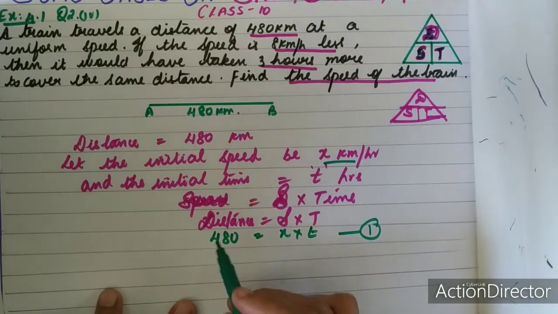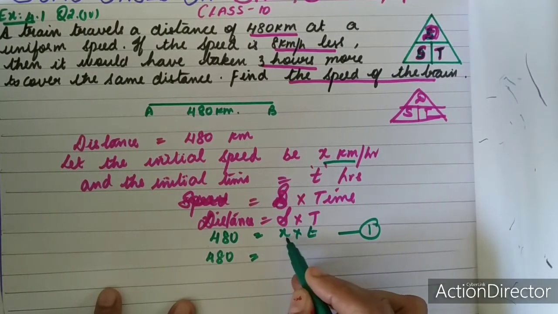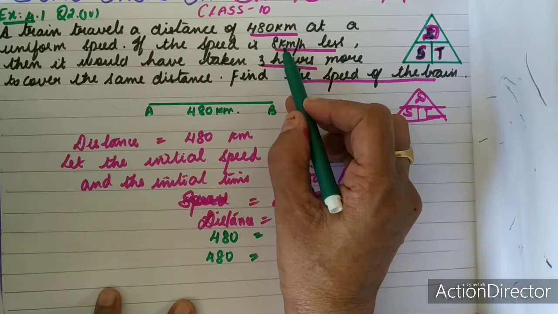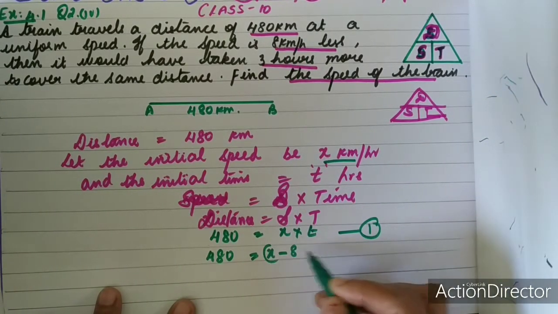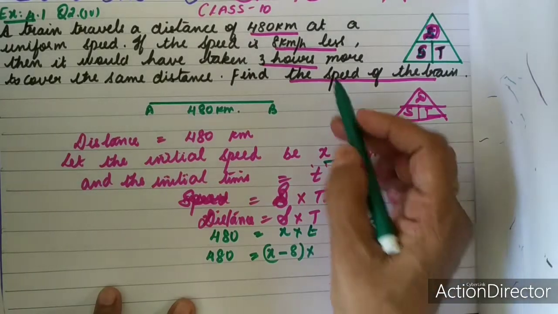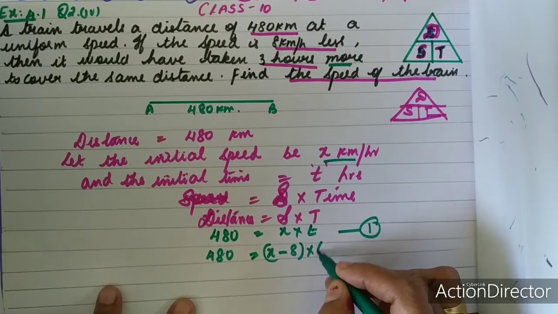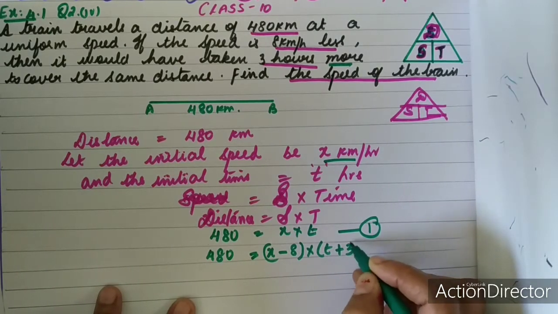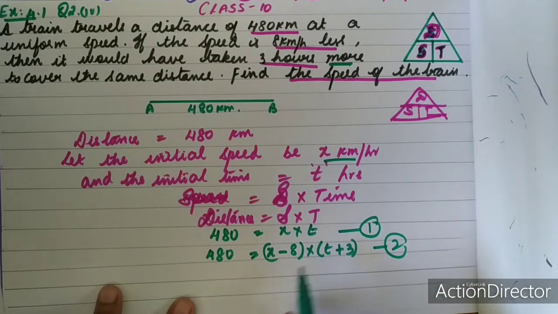Now coming to the second equation, distance is same, only 480, but you see in the question the speed is reduced by 8 kilometer per hour. Reduced means subtraction, so I am going to write x minus 8, and time is increased by 3 hours more. So now the time is increased by 3 hours. So you can write it as t plus 3. Equation number 2.